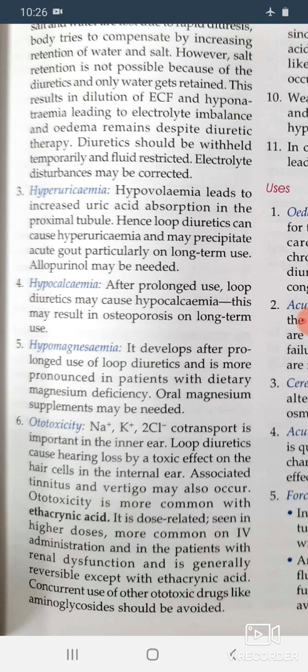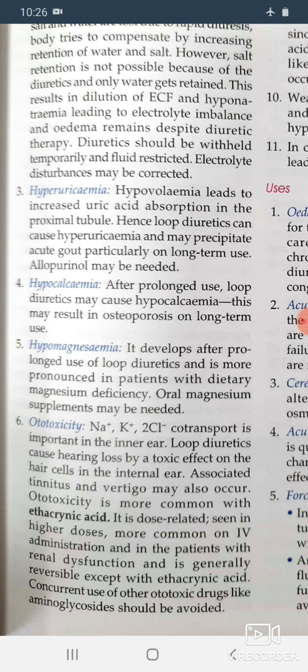So these drugs produce ototoxicity. They are toxic to the internal ear, and this is more common with ethacrynic acid as compared to other loop diuretics. So this type of question can be asked in GPAT, that ototoxicity is quite more common with the following loop diuretics, and the four examples of loop diuretics are given. In that, ethacrynic acid produces more ototoxicity, right?